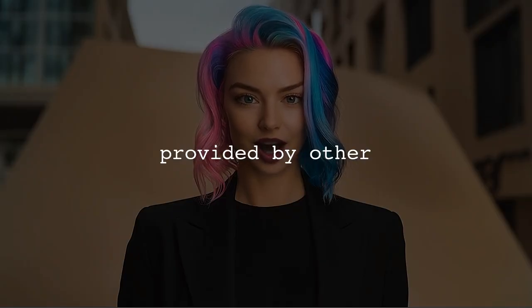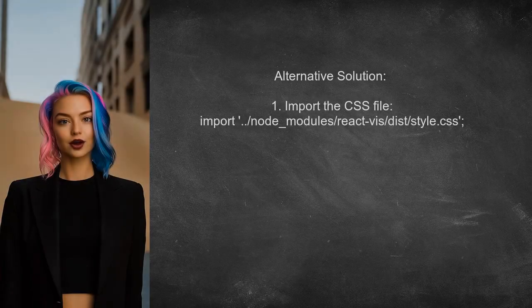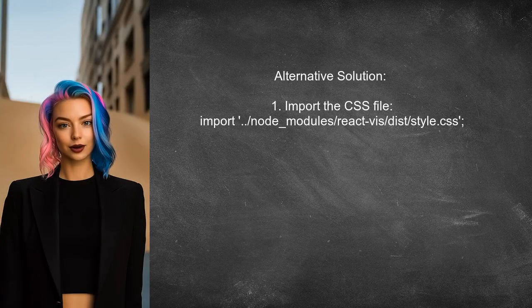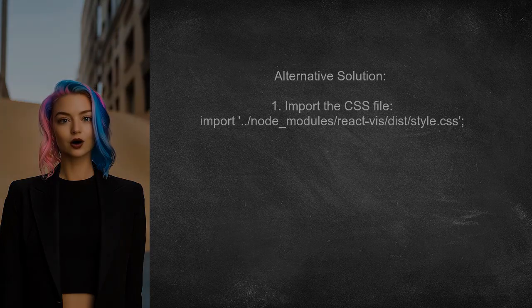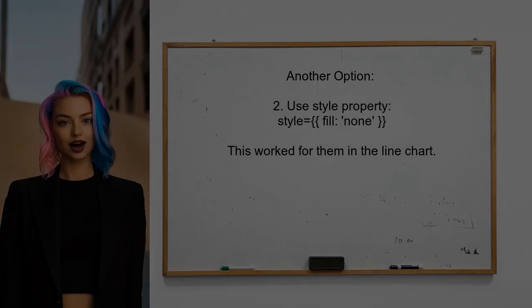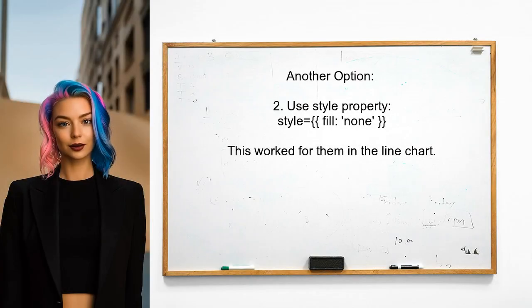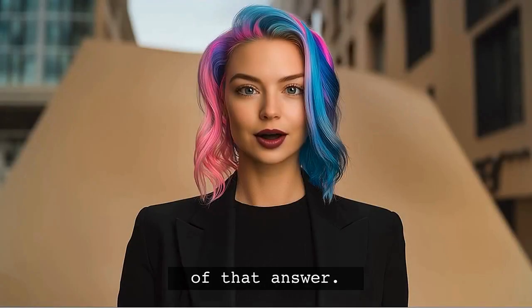Now, let's look at the answers provided by other users. An alternative solution provided by another user is to import the CSS file for React-Vis. They suggest adding this line to your code: import 'node_modules/react-vis/dist/style.css'. Additionally, they mention that you can use a style property to eliminate the dark areas. Specifically, they recommend using style equals fill: none in your line chart. That's the end of that answer.